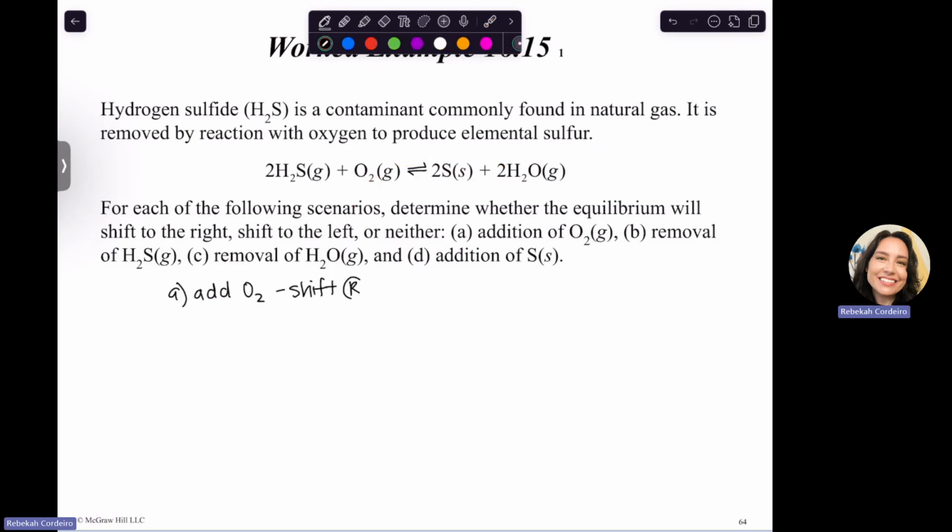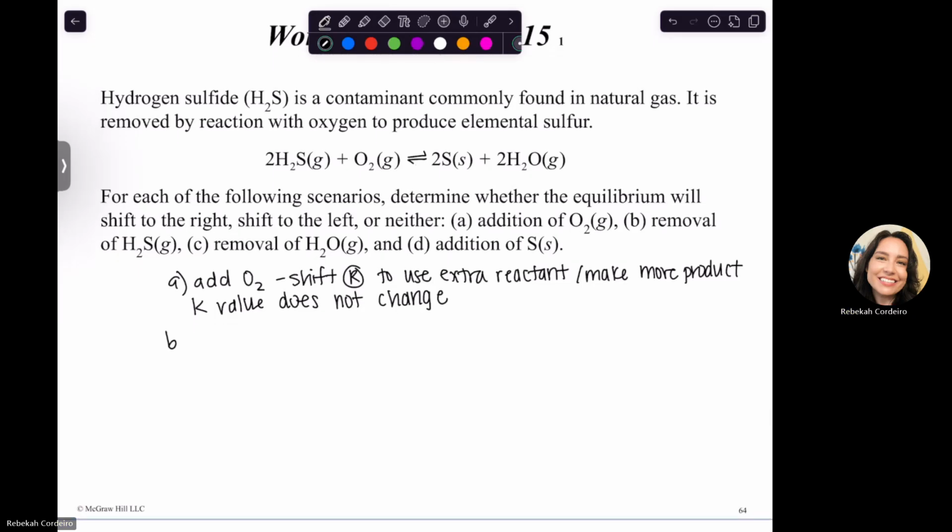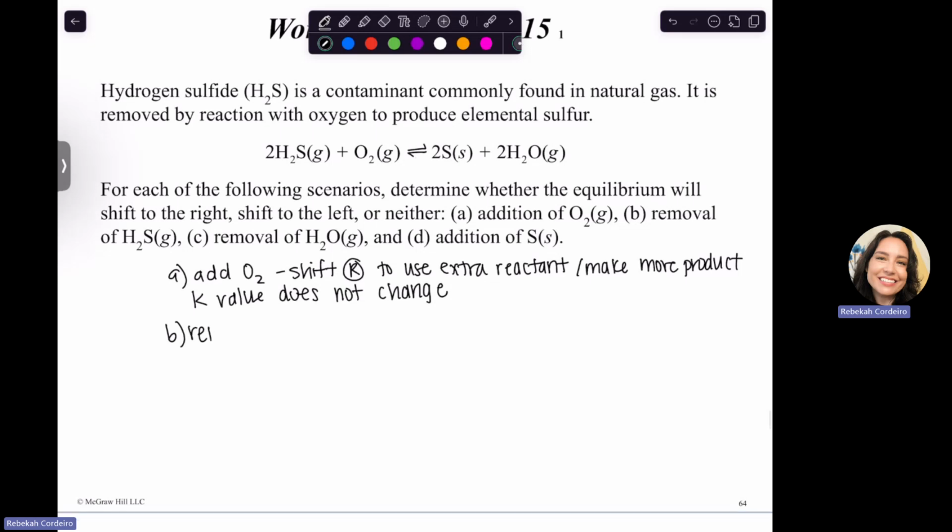Shift right to use the extra reactant. We have too much reactant, so we're going to use extra reactant and make more products. And that will help us get back to equilibrium. K value does not change. They didn't ask us for this, but I'm just going to reiterate: the K value is not changing. The actual amounts of reactants and products might change, but the ratio between them, the K value, is not going to change.